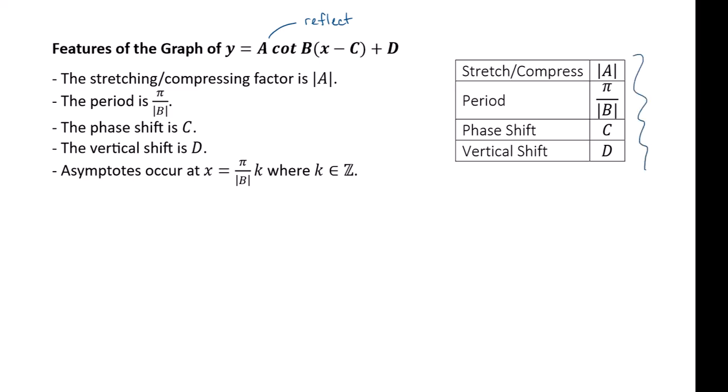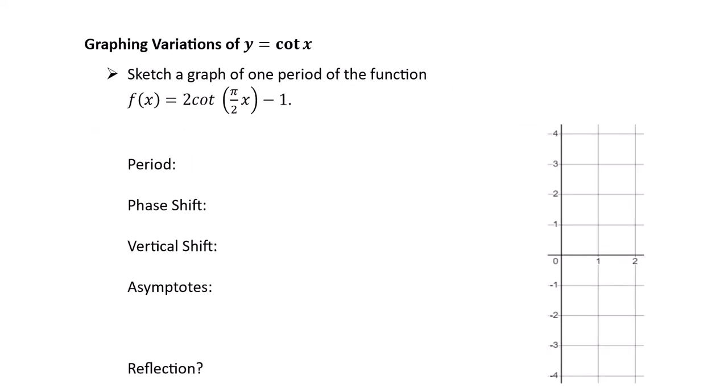You'll notice this is the same table we've been doing for all of these transformations, which is nice. We just need to make sure that when we're doing these, that we have b factored out front of the x minus c part of our function. Graphing variations of y equals cotangent x.